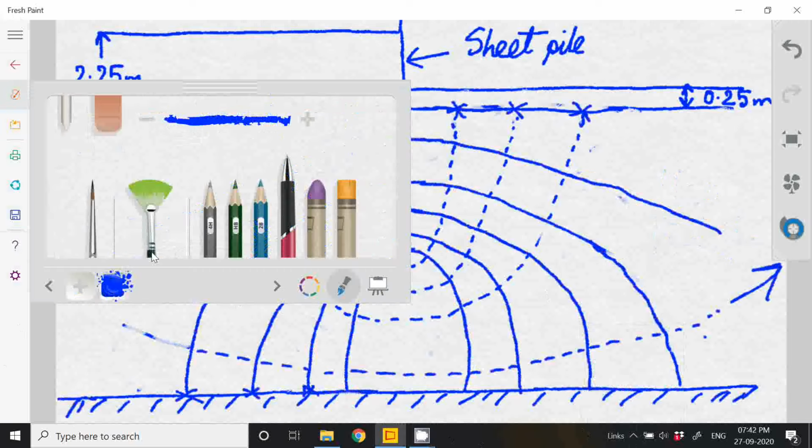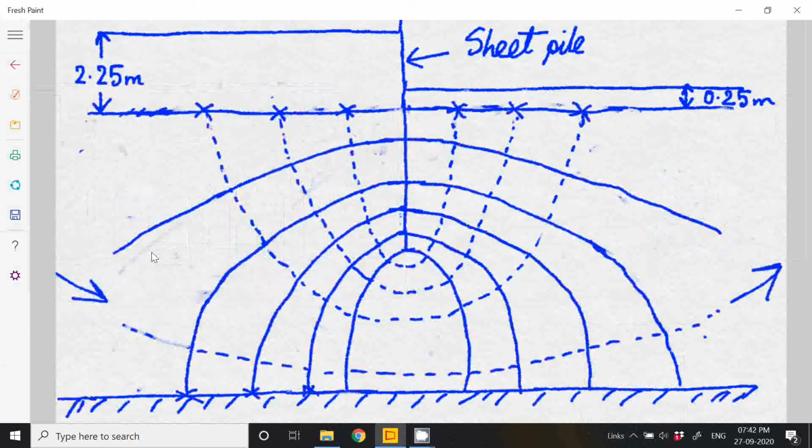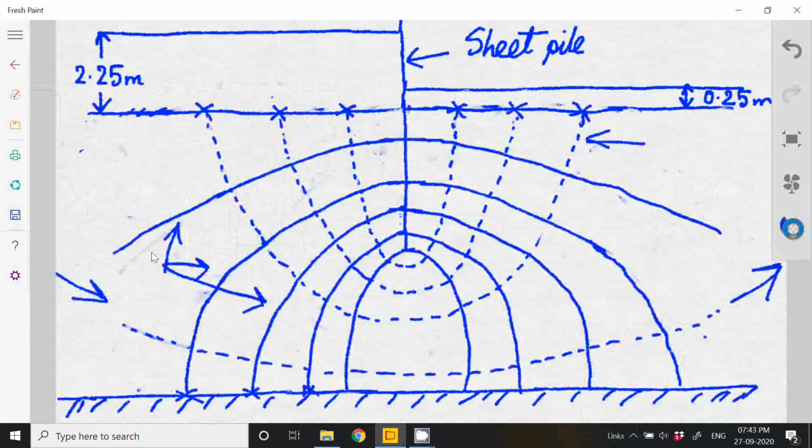Let me just complete it properly now. So this is how we draw the flow net. It is a net comprising flow lines, which are these, and equipotential lines, which are these and these. So flow lines and equipotential lines form the flow net. I hope till now you have understood.